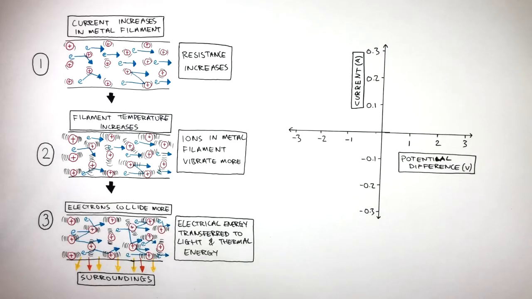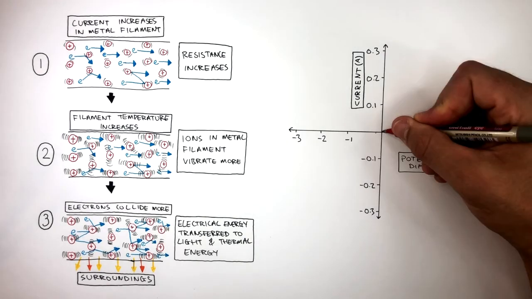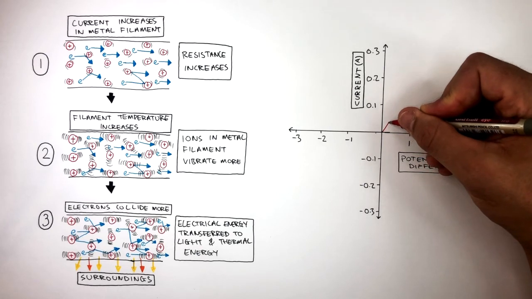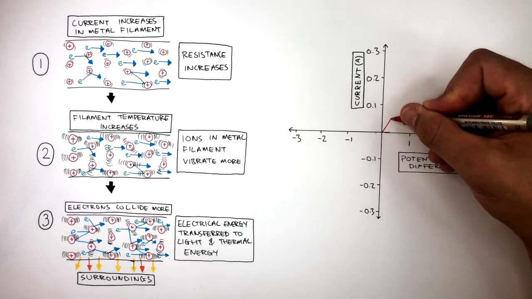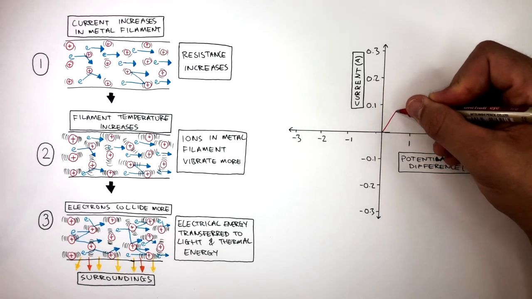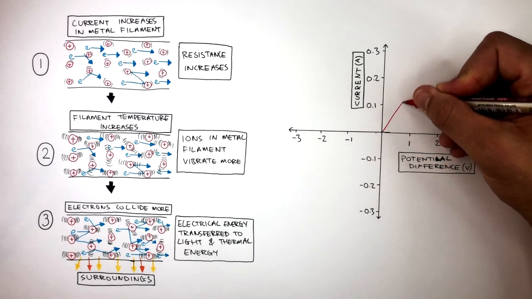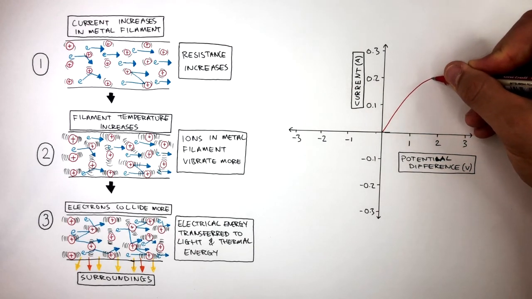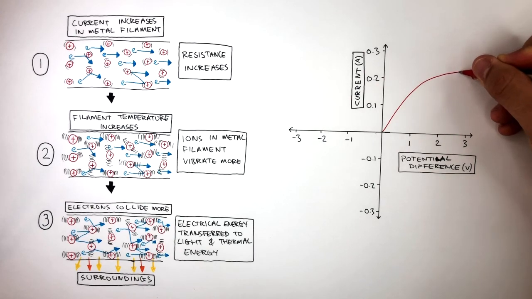We're now going to use a potential difference and current graph to understand how a filament lamp works. Initially, as the potential difference and current increases, they have a directly proportional relationship. This is due to the resistance being low and the temperature not increasing when the potential difference is low. However, as the potential difference continues to increase, the current does not increase at the same rate. This is due to the resistance increasing.